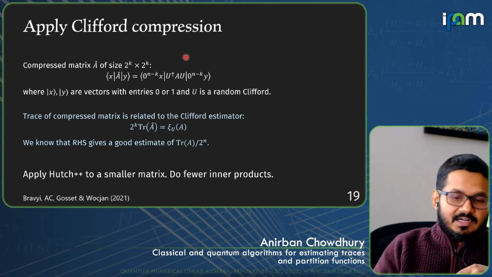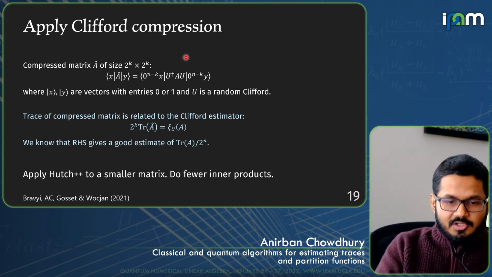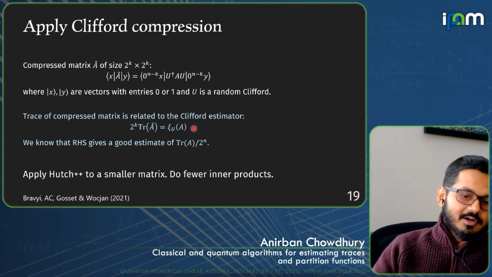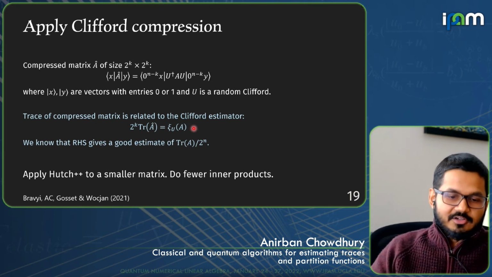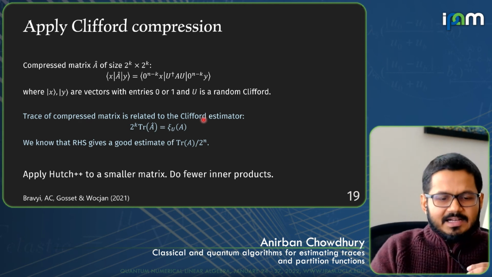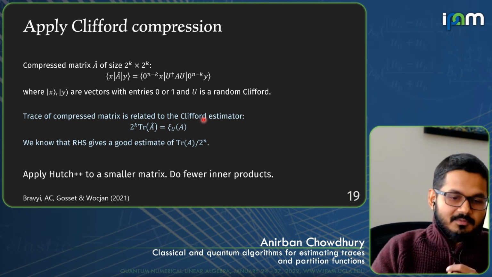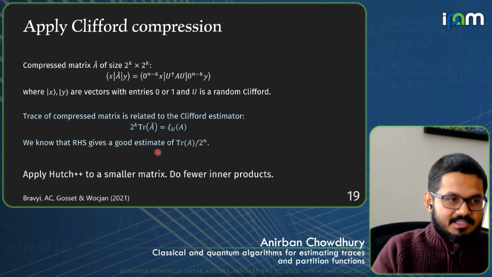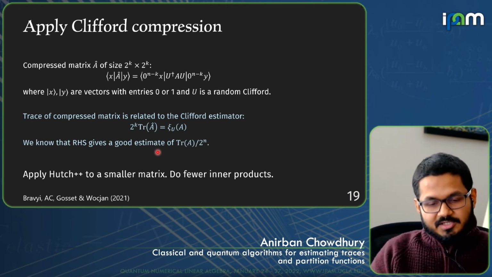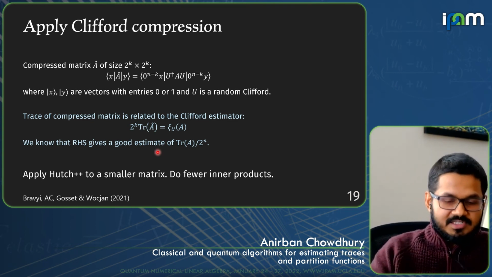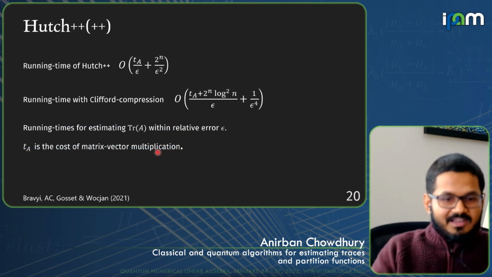Now, by the same arguments that I mentioned earlier, what you can show is that the trace of this compressed matrix is related to the Clifford estimator, which in turn was a pretty good estimate of the trace of the original matrix. And that's really this line of argument. You've taken this Clifford estimator and expressed it as the trace of a compressed matrix. And then you apply the Hutch++ algorithm, which evaluates a bunch of inner products, to this compressed matrix. And this in particular requires you to do fewer inner products. That's the rough sketch of the argument over here. What benefits do you get?